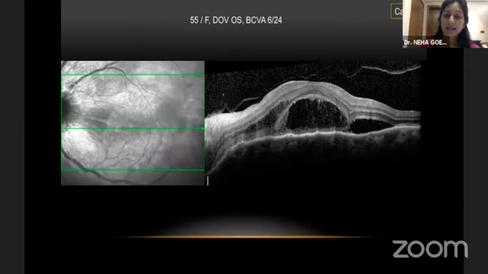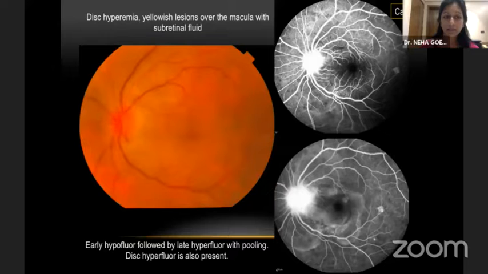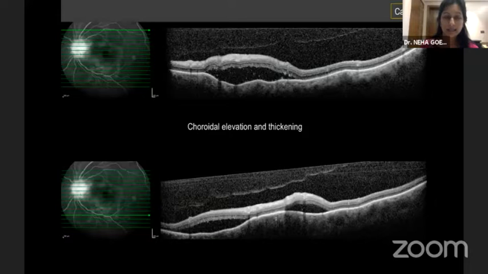Another case which presented with the neurosensory detachment on OCT, this was a middle-aged female with decreased vision to 6/24. But look at the clinical picture. In addition, you have disc hyperemia, yellowish lesions over the macula with subretinal fluid, and FFA showed the typical early hypo and late hyperfluorescent pattern. The disc was also hot. So this suggests this is an inflammatory disorder and not CSC.